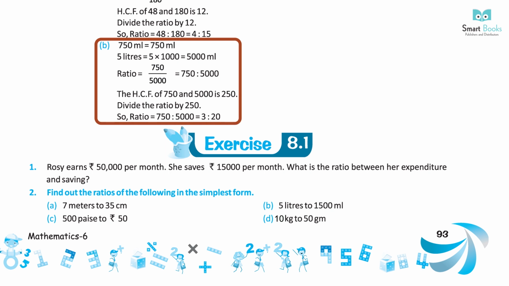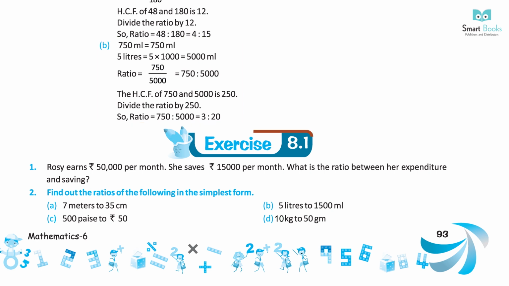B. 750 milliliters equals 750 milliliters. 5 liters equals 5 into 1000 equals 5000 milliliters. Ratio equals 750 upon 5000 equals 750 ratio 5000. The HCF of 750 and 5000 is 250. Divide the ratio by 250. So the ratio 750 ratio 5000 equals 3 ratio 20.